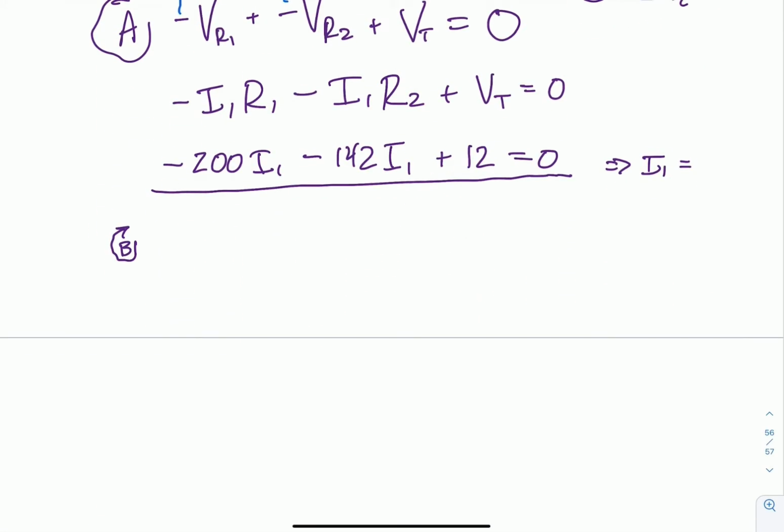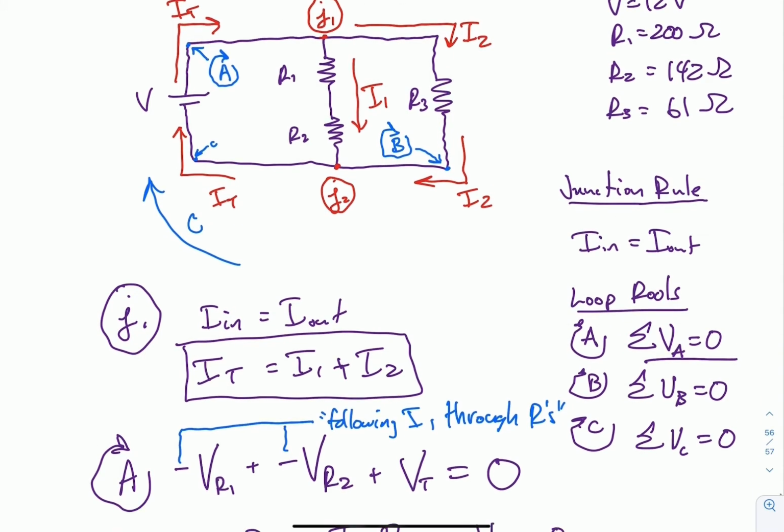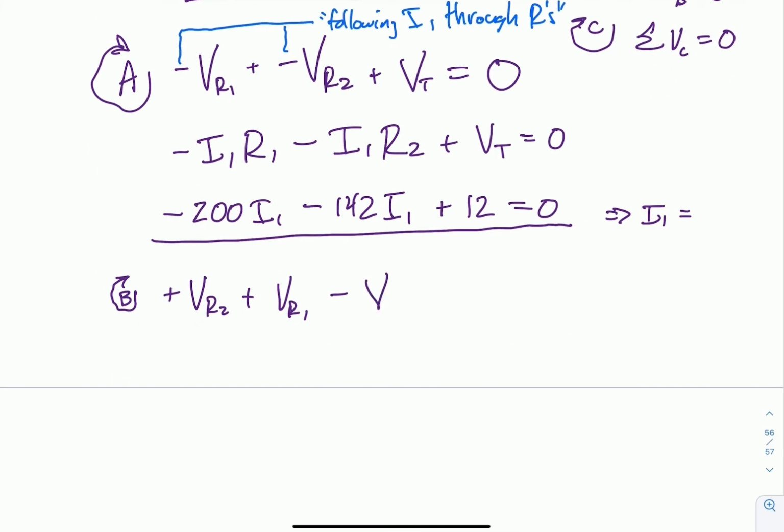So we have plus V through R2 plus V through R1. We went this way. Then we're going to end up going to the right. There's no components. And then we're following I2 through R3. And if we go with the current through a resistor, we know it's going to be a negative potential difference. And so we would have minus the V through R3 equals 0.